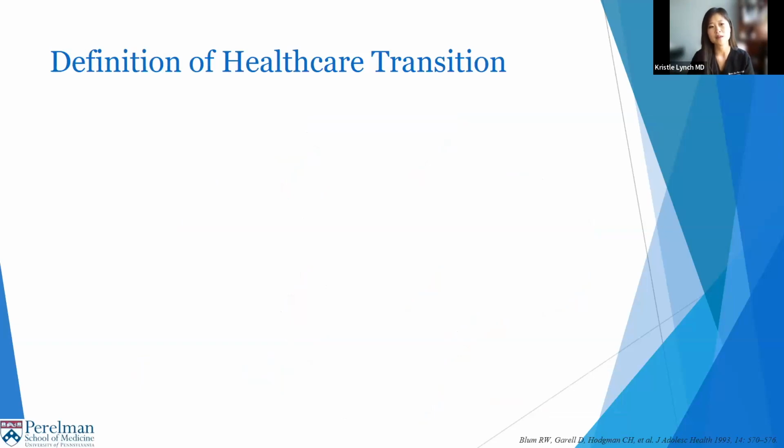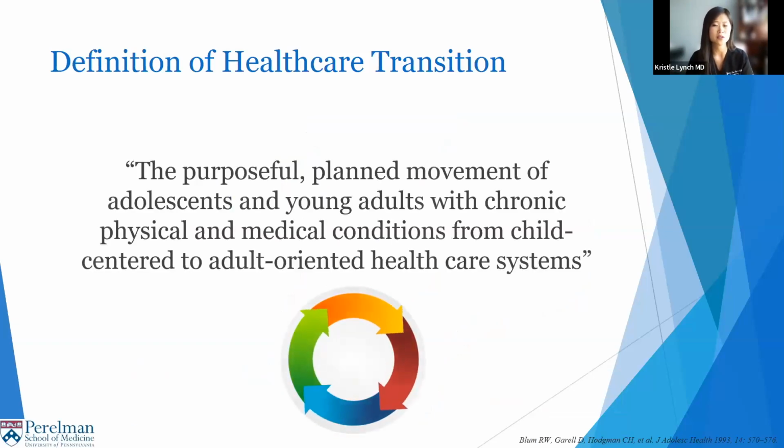And so now let's talk about healthcare transition. What is healthcare transition? It's the purposeful, planned movement of adolescents and young adults with chronic physical and medical conditions from child-centered to adult-oriented healthcare systems. There are a lot of powerful words being used in this definition that was given in a paper by Blum et al. But it's not just a transition, right? This is purposeful and planned, and overall changing the focus of the responsibility of the healthcare of someone with a long-term condition from child-centered to adult-oriented.